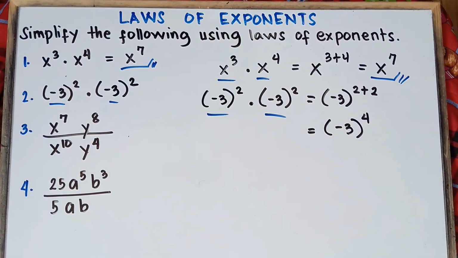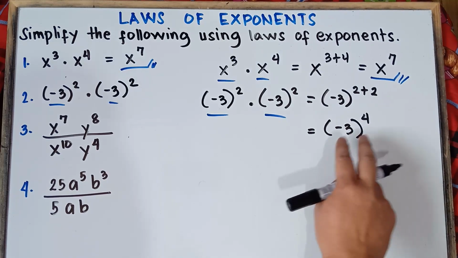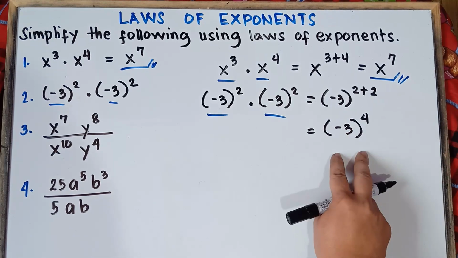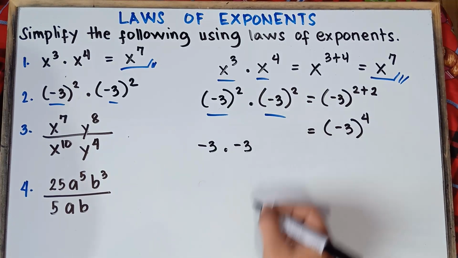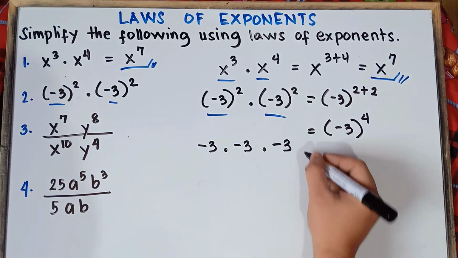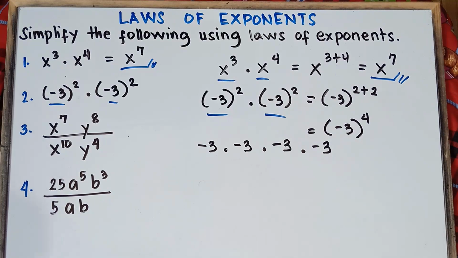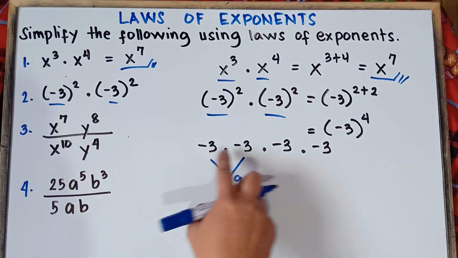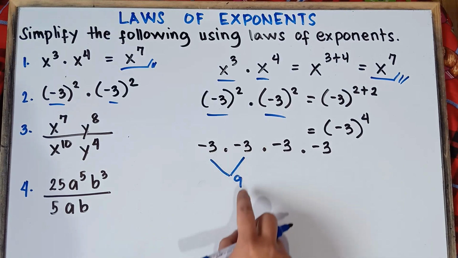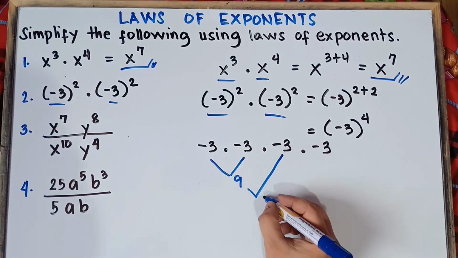Now, can we still simplify this one? Yup, we can still simplify this one. Quantity negative 3 raised to the power of 4 means you multiply this expression by itself 4 times. So that would be negative 3 times negative 3 times negative 3 times negative 3. Negative 3 times negative 3, that's positive 9. Once again, negative times negative is positive. 3 times 3 is 9. And then 9 times negative 3, positive times negative, that is negative.